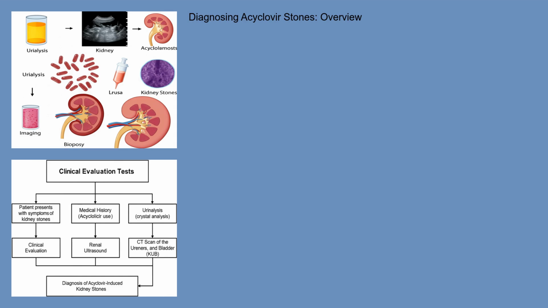kidney injury. Diagnosing acyclovir stones typically involves a combination of clinical evaluation and imaging studies. A doctor will take a detailed medical history, focusing on recent acyclovir use and any pre-existing kidney conditions. A urinalysis can detect the presence of blood or acyclovir crystals in the urine. Imaging techniques such as ultrasound, CT scans, or intravenous pyelograms can help visualize the kidneys and urinary tract, allowing doctors to identify the location and size of the stones. Sometimes, kidney biopsy may be necessary in atypical cases.